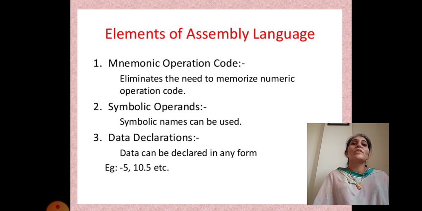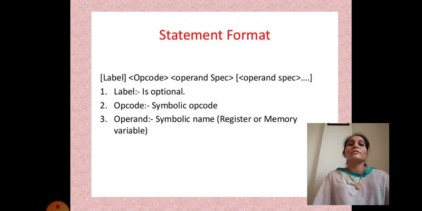The second one is symbolic operands. Whenever we require a symbolic operand, we can use it. The third one is data declaration. We can declare data by using any type of integer value, like minus 5, 10.5, any one.